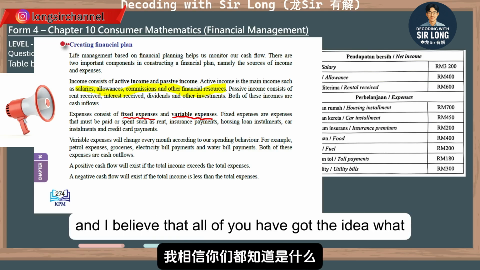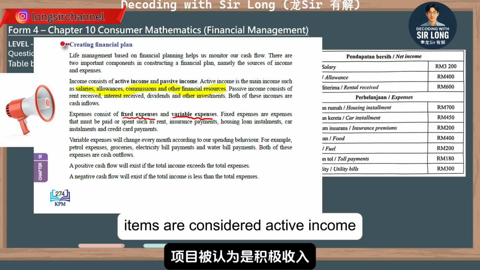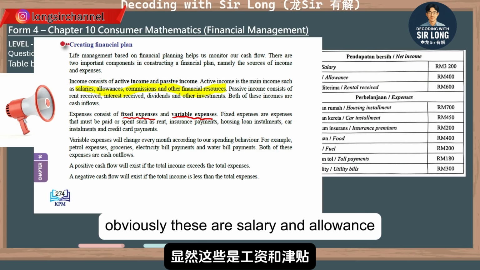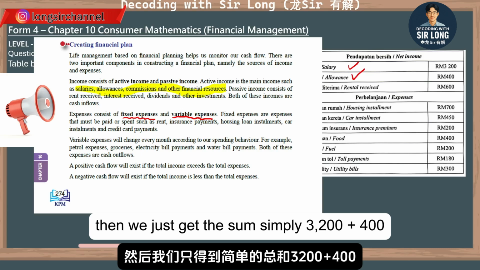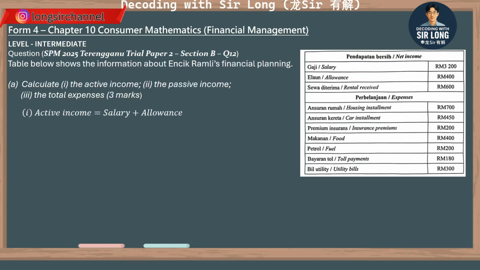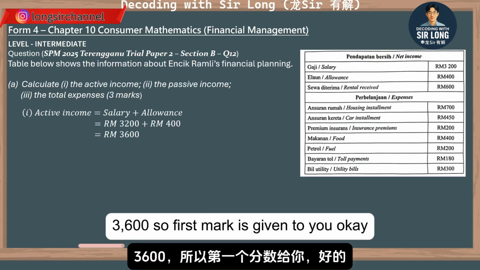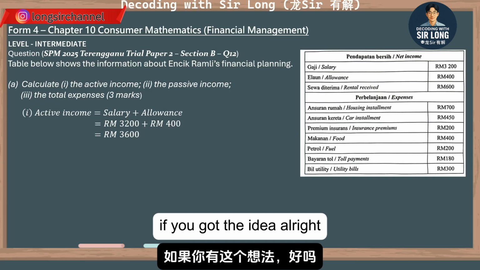And I believe that all of you have got the idea what items are considered active income. Obviously, these are salary and allowance, am I right? Okay, then we just get the sum, simply 3,200 plus 400. They will be equal to what? 3,600. So first mark is given to you, okay, if you got the idea.